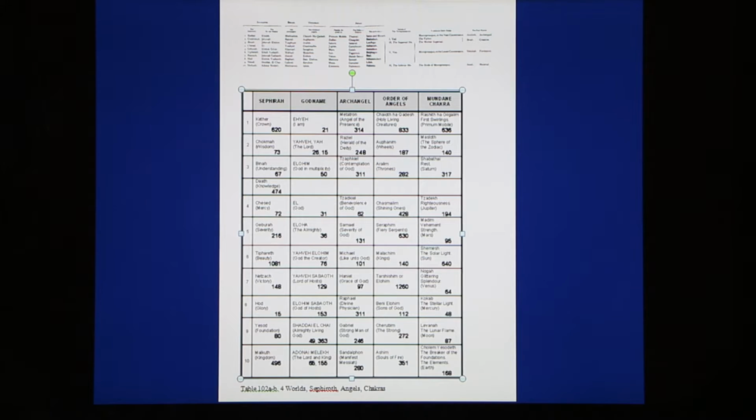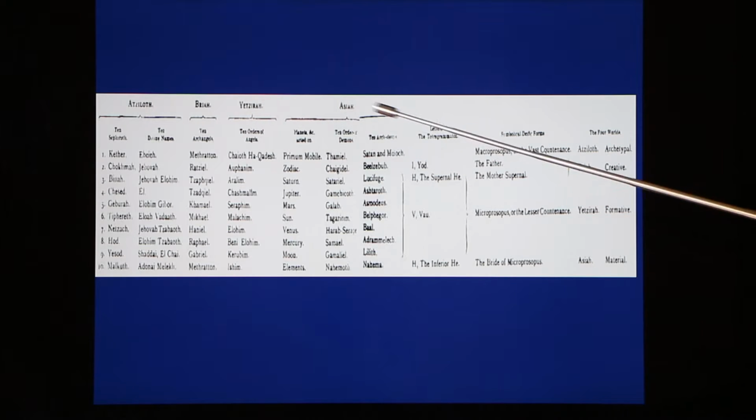And then you get names for all of these. So you get the 10 Sephiroth again, 10 God names, 10 archangels, 10 orders of angels, 10 mundane chakras. And I can then divide that into the 4 worlds, the Atzilot, Bria, Yetzirah, and Asiya.